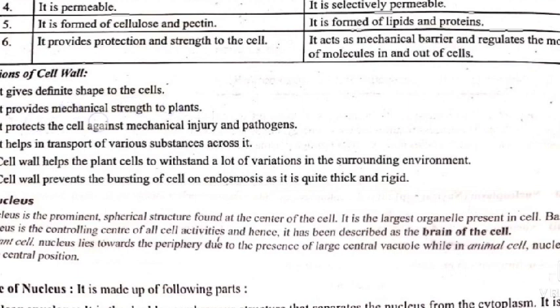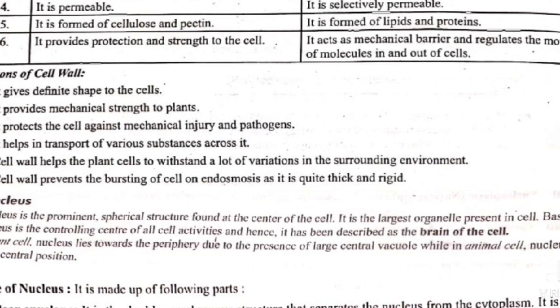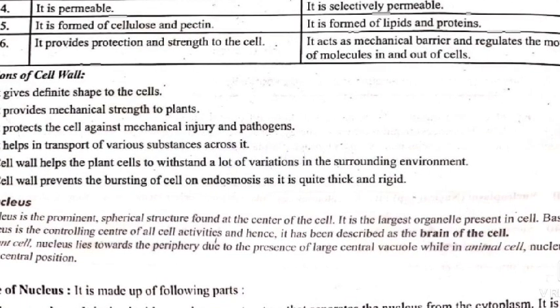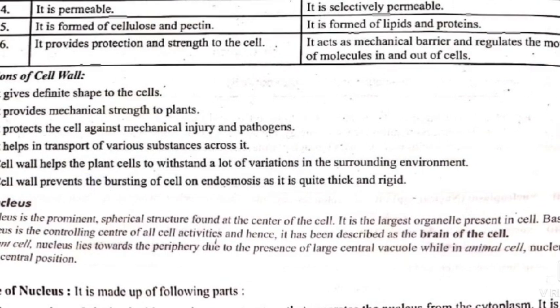It protects the cell against mechanical injury and pathogens. It helps in transport of various substances across it. Cell wall helps the plant cell to withstand a lot of variations in the surrounding environment. Cell wall prevents the bursting of the cell on endosmosis as it is thick and rigid.